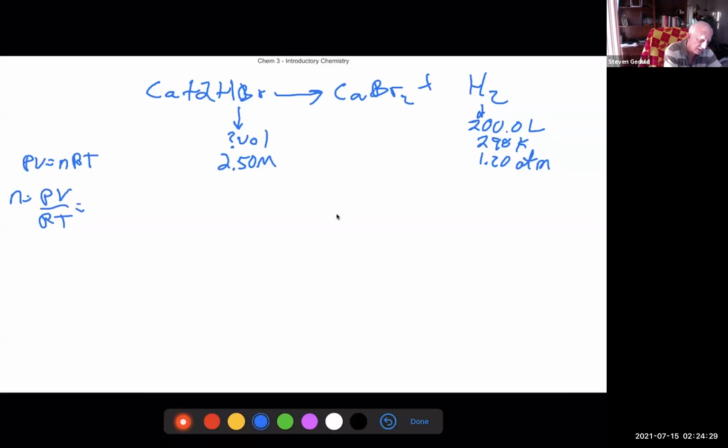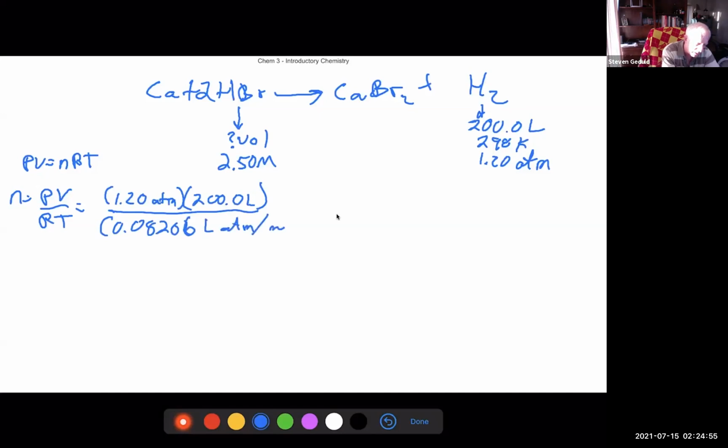So the pressure is equal to 1.20 atmospheres. The volume is 200 liters. R is equal to 0.08206 liters atmospheres per mole Kelvin. And the temperature has to be in Kelvin, 298. That's going to give us moles of hydrogen. Okay, that's from the last chapter, our gas law.